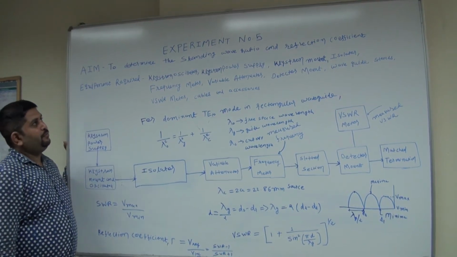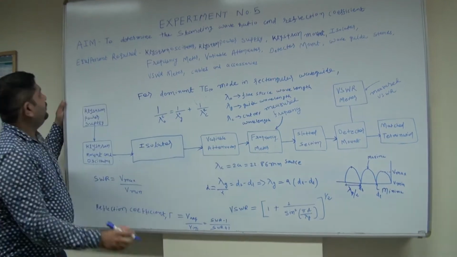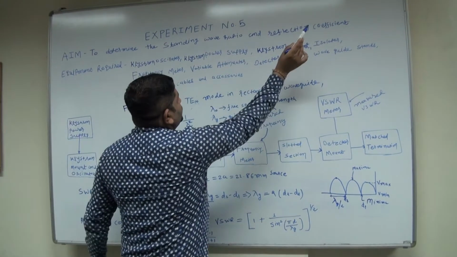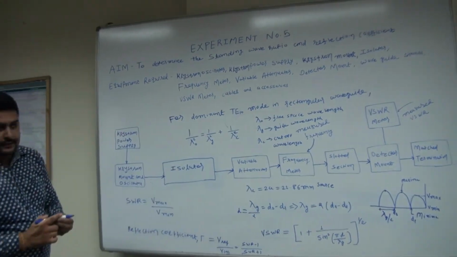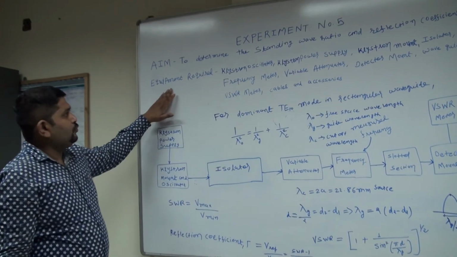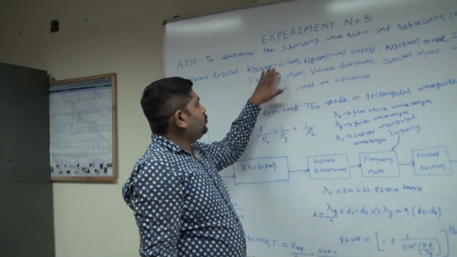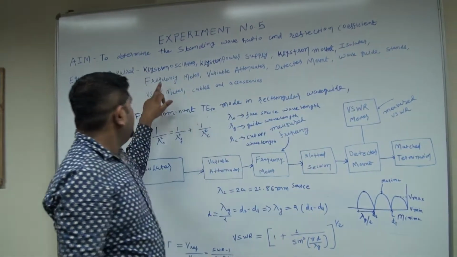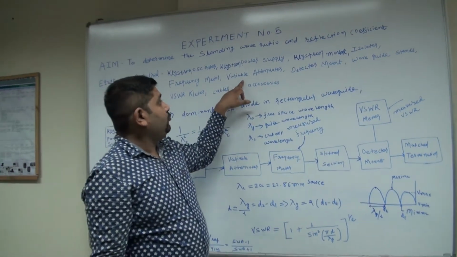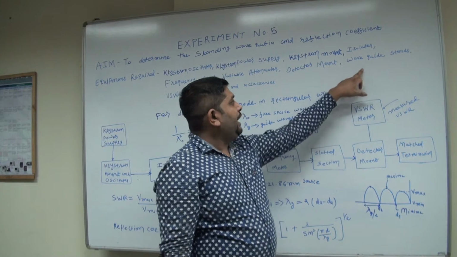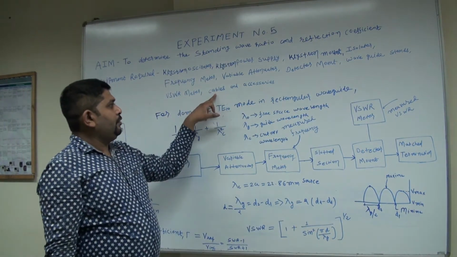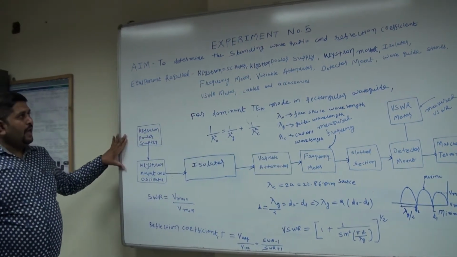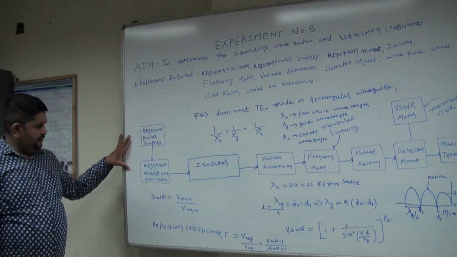Hello student, experiment number 5. The aim of this experiment is to determine the standing wave ratio and reflection coefficient using microwave test bench. Equipment requirement in this experiment: klystron oscillator, klystron power supply, klystron mount, isolator, frequency meter, variable attenuator, detector mount, waveguide stand, VSWR meter, cables and accessories. And this is the block diagram of experiment number 5.